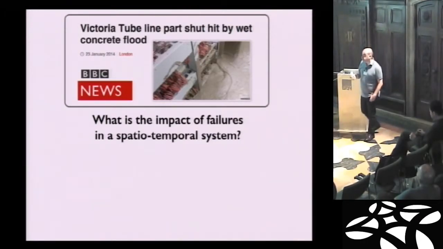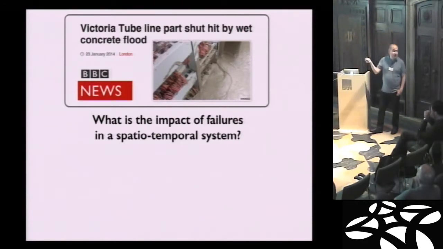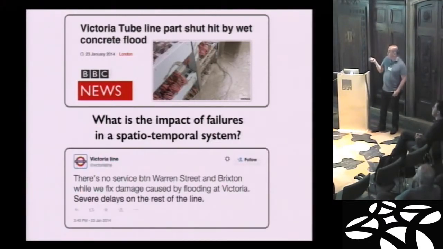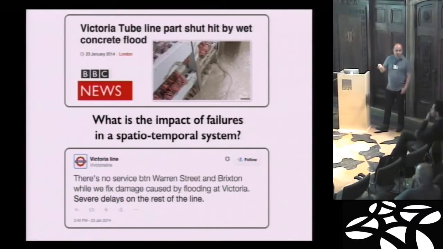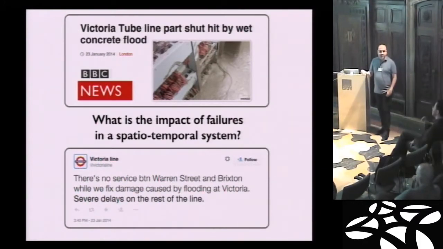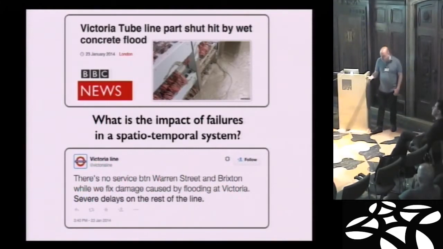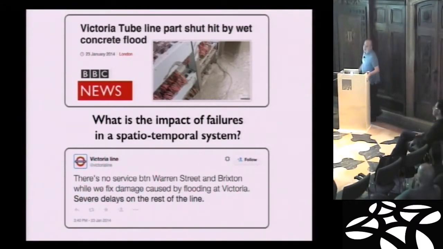the tube. If you are a commuter, you know very well that this is a big problem. This is a typical thing that you read every morning. Usually there is no service somewhere, and there is a problem of delay. If you use the usual models of networks, most of the time you don't consider the problem of time. So they are not temporal networks.